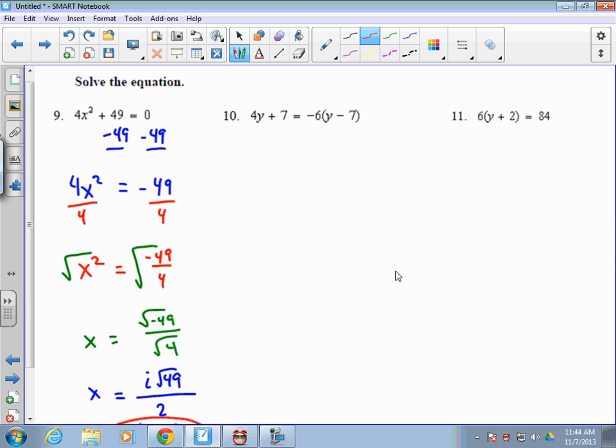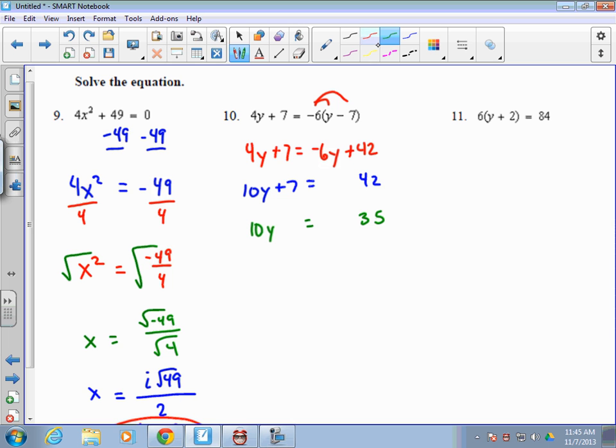4y plus 10 equals negative 6 times y minus 7. Distribute first. Negative 6y plus 42. Move your smaller y's over to your larger one by adding 6y on both sides, which will give you 10y on this side. Plus 7 equals 42. Get rid of plus 7 by subtracting it, and 10y equals 35.